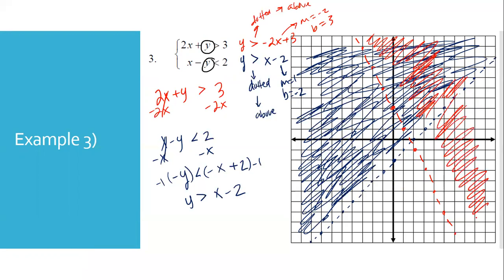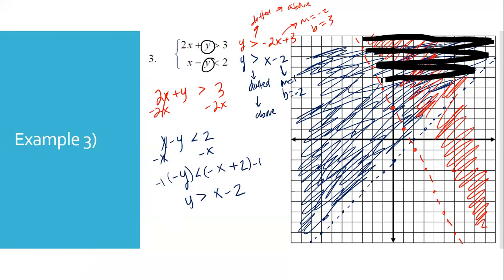And again, my solution space is where they overlap. So they overlap right here. So I'll make it dark for you and myself. If I was on paper, I would color it all the way in, but I'm on the board, so. This is as good as it's gonna get for y'all.